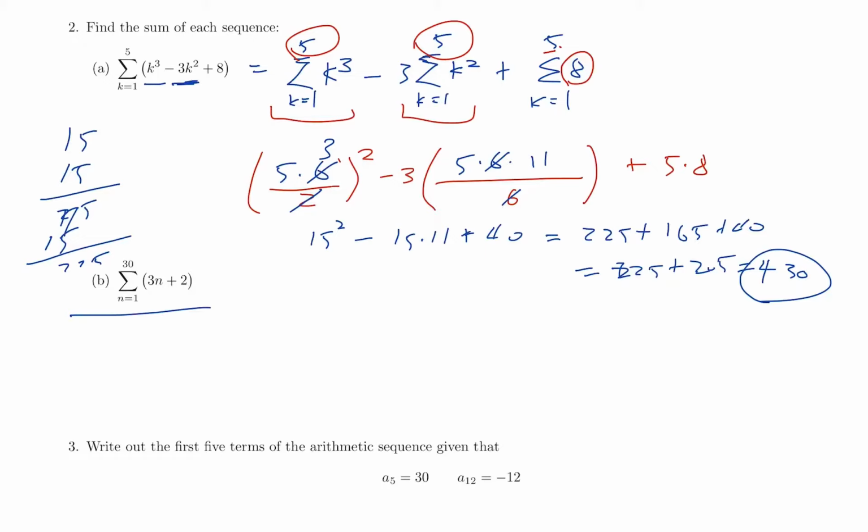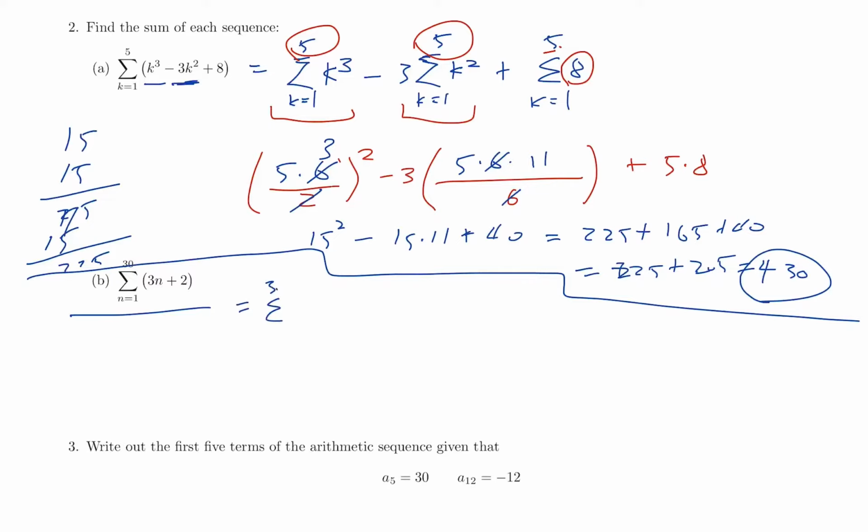Now let's look at part B. So part B has two ways of doing it. We can either split this into two sums like this, or we can recognize that this is an arithmetic sequence. So then find the first term, find the last term. So first term will be just 5. Last term will be 92.